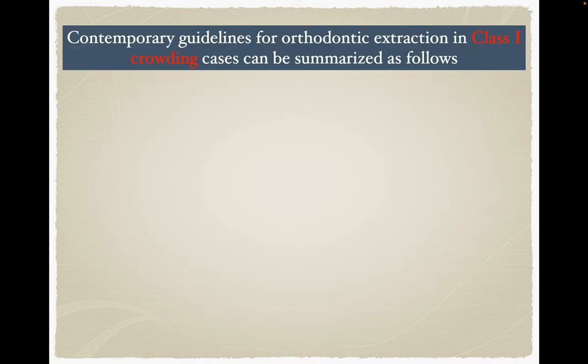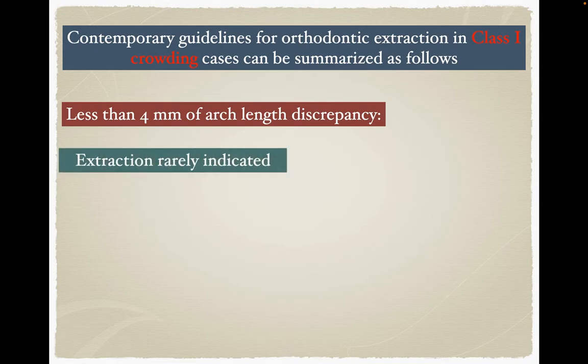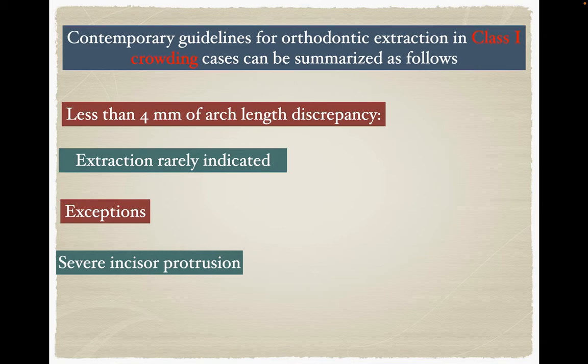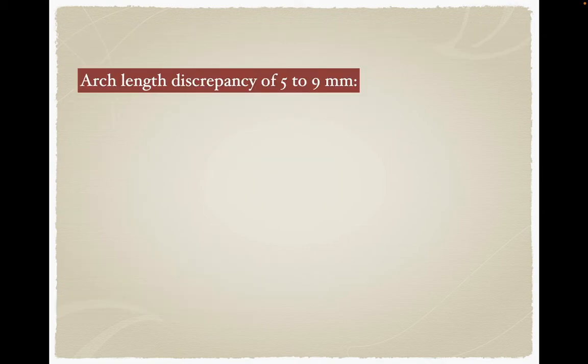So Proffit suggested a guideline for orthodontic extraction in Class 1 cases. Number 1, if the crowding is less than 4 millimeter, in most of the cases we don't need extraction. However, in some cases we still need extraction, in which the patient has incisor protrusion and is complaining. There is no crowding, but the patient is complaining about the amount of protrusion of the incisors. Or a severe vertical discrepancy, for example, an anterior open bite. Sometimes we extract the sixes to reduce the amount of overbite.